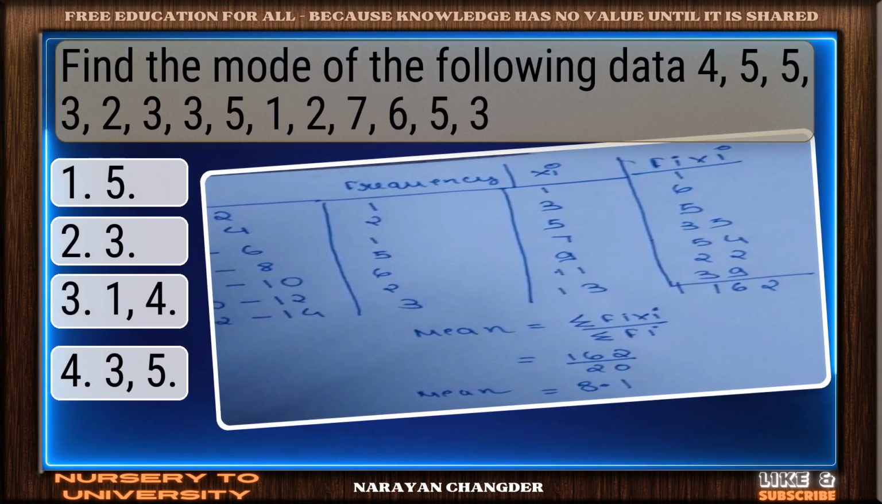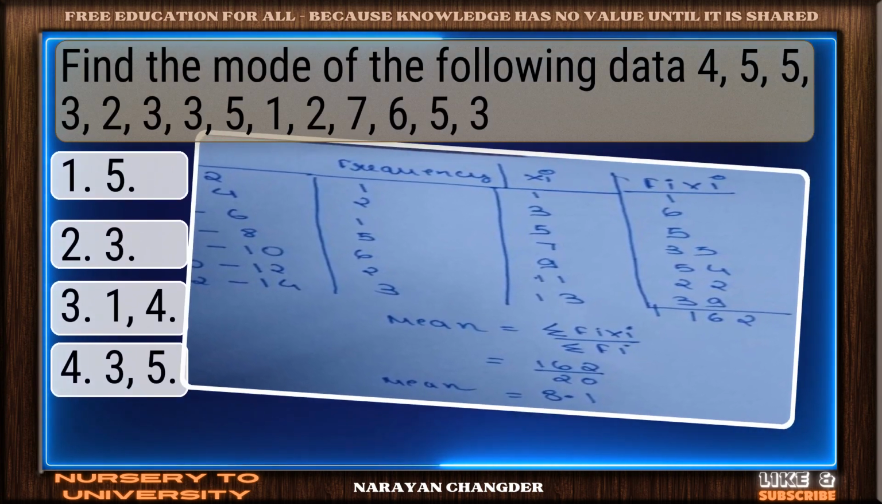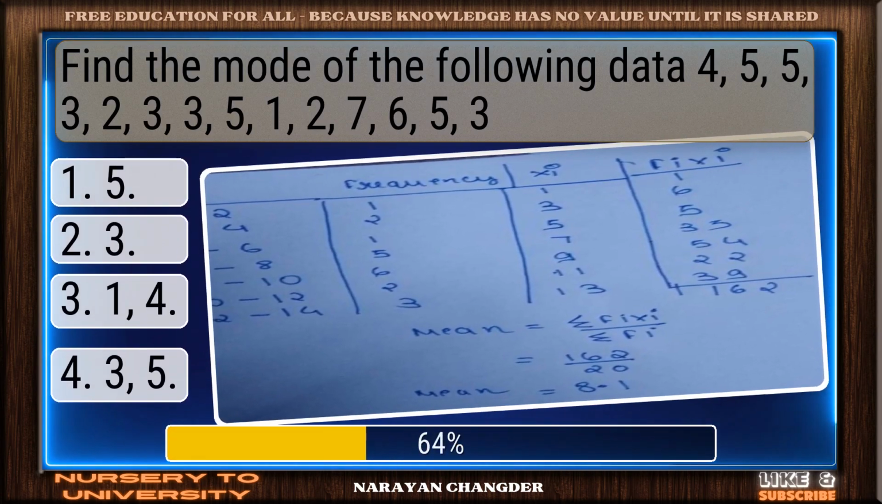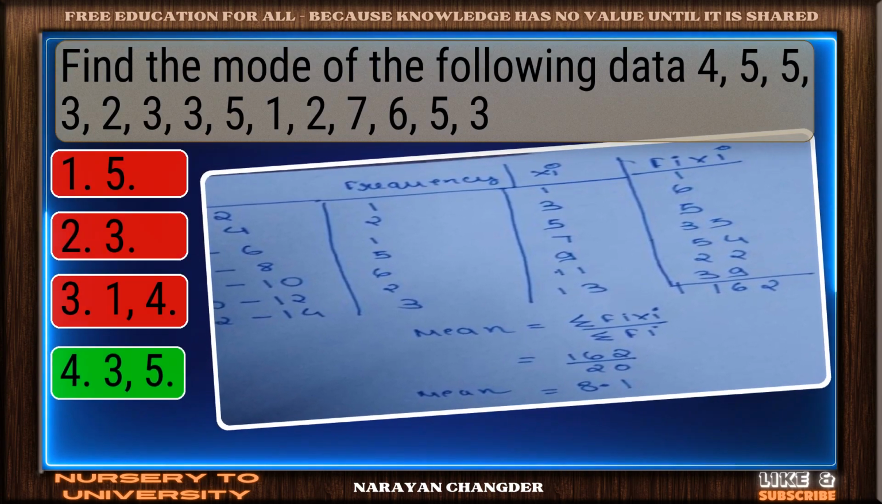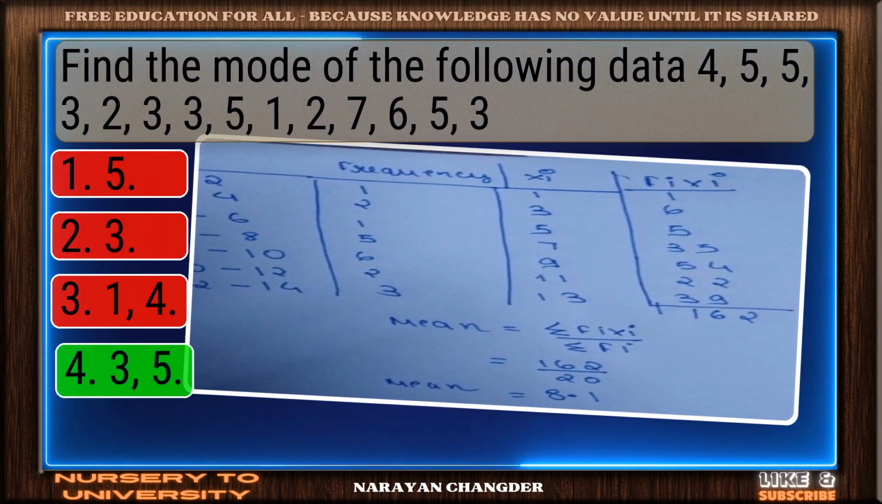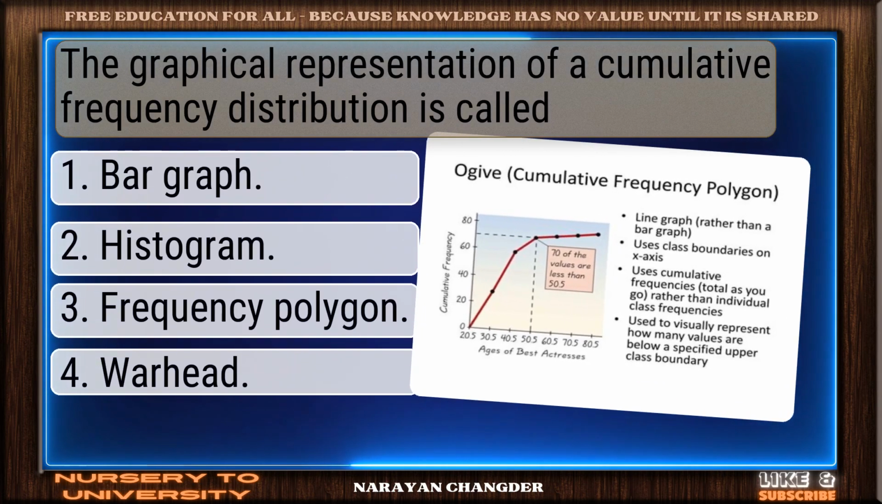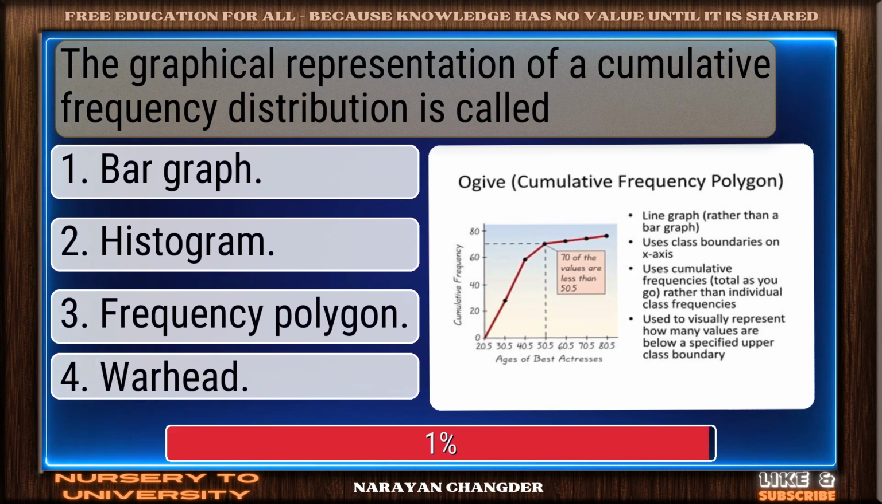Find the mode of the following data: 5, 5, 3, 2, 3. Sharp thinking. 3 and 5 is right. The graphical representation of a cumulative frequency distribution is called dash.